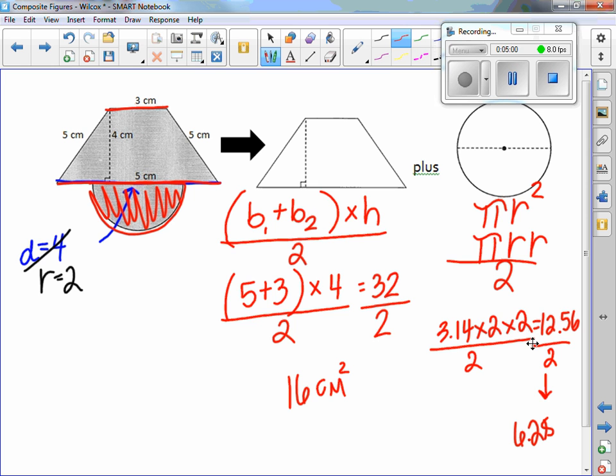So how do you think that we can find the area of this entire figure here, this trapezoid and my half circle?